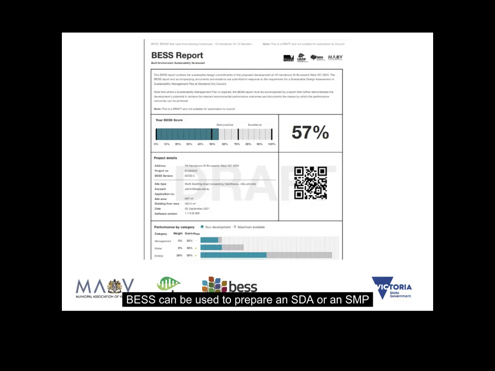BESS can be used to prepare an SDA or an SMP. A BESS report satisfies the requirements for a sustainable design assessment. For larger projects requiring a sustainability management plan, the BESS report forms an appendix of a more detailed report. The final version of the SMP or SDA will be included in any endorsed planning permit documentation and referred to in the planning permit conditions.